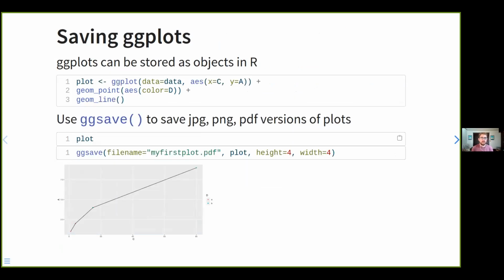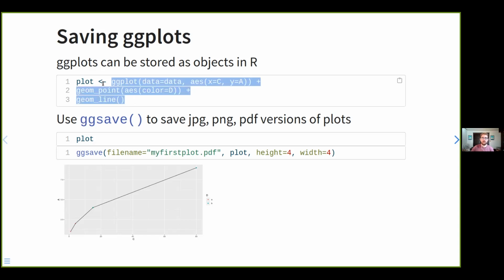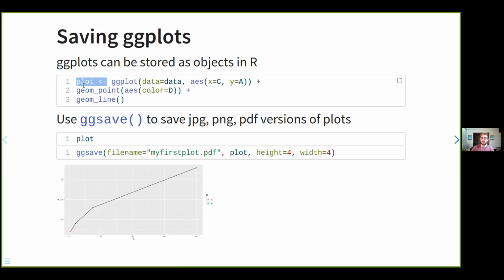Saving ggplots. So ggplots can be stored as objects. As you kind of learned in the first lecture, every single thing is an object in R. If you want to, instead of just printing out like we've been doing, you can actually assign an entire ggplot expression to a variable. In this case, that variable is named plot. And then you can just kind of call that variable again, and it will make your plot.